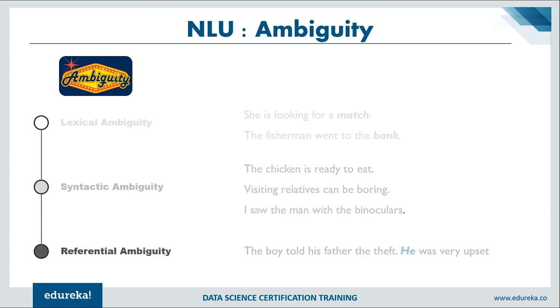Now, coming to the third ambiguity, which is referential ambiguity. This ambiguity arises when we refer to something using pronouns. Now, the boy told his father the theft, he was very upset. When we talk about he was very upset, if you focus on the italicized word he, does this mean that the boy was upset, or the thief was upset, or the father was upset? Nobody knows. This is referential ambiguity.